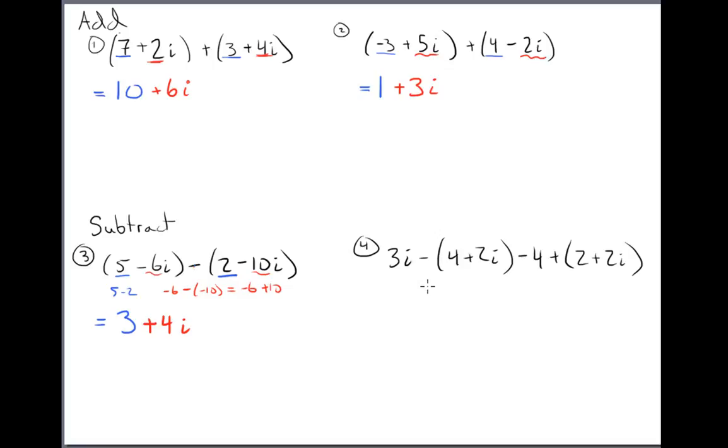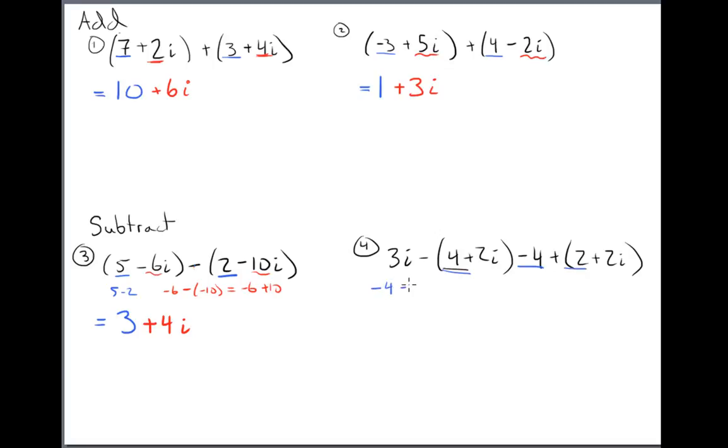And now for this complicated one. 3i minus the quantity 4 plus 2i minus 4 plus the quantity 2 plus 2i. Wow, there's a lot going on there. Let's start with all of the real parts. So that's this negative 4, this negative 4, and this positive 2. So I'm going to write that out.